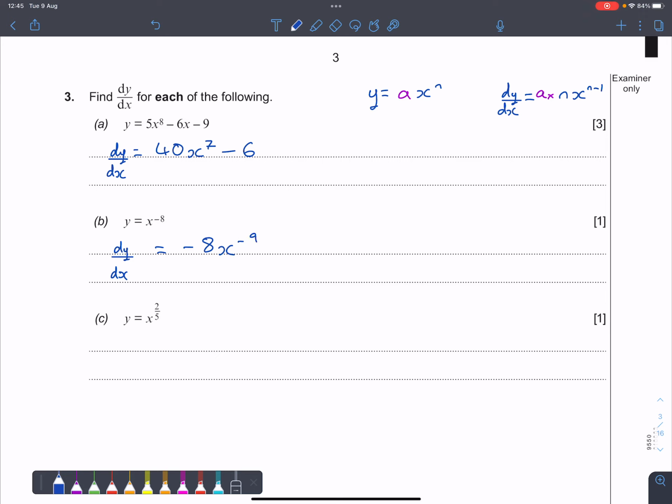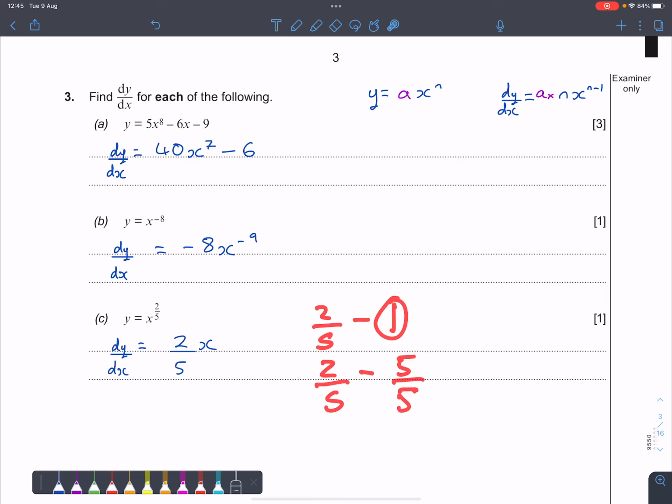And the last one, same thing, but it's just fractions. So we just have to be careful with the fractions. So the 2/5 is going to come out in front. So 2/5 x, and we need to drop that power by 1. So if I had 2/5 and I want to take 1 away from it, then I want that 1 to be in terms of fifths. So that's 2/5 take away, well, 1 is 5/5. So 2/5 take away 5/5 is going to be negative 3/5. So this is going to be to the power of negative 3/5.